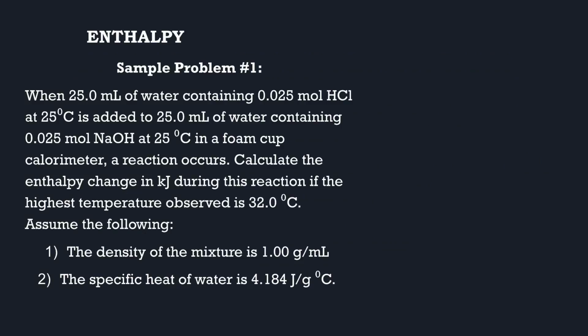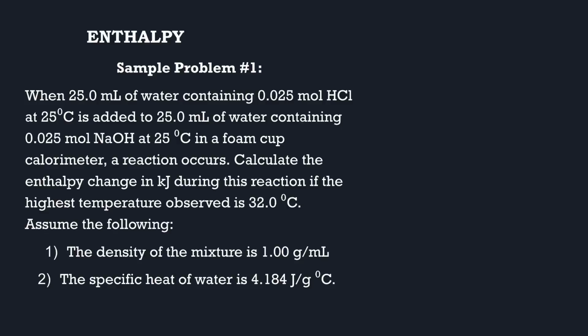All right, so let's look at a sample problem. We're going to do 2 or 3 sample problems. When 25 mils of water containing 0.025 moles of hydrochloric acid at 25 degrees Celsius is added to 25.0 milliliters of water containing 0.025 moles of sodium hydroxide at 25 degrees Celsius in a foam cup calorimeter, a reaction occurs. Calculate the enthalpy change in kilojoules.